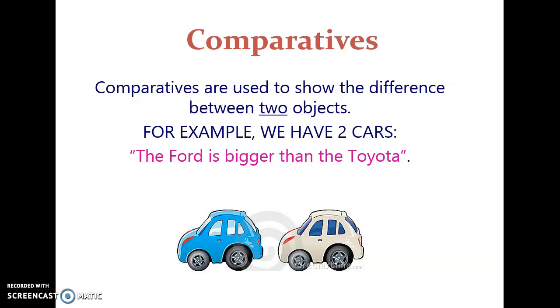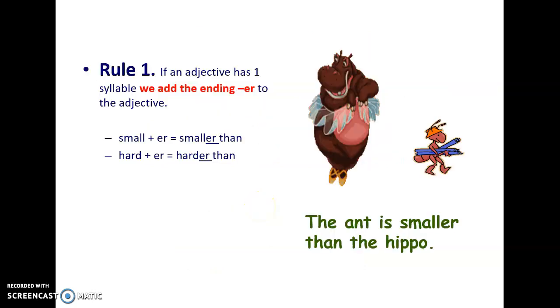For example, if you have two cars, you are going to say the Ford is bigger than the Toyota. What are you saying? In Spanish, it would be something like el Ford es más grande que el Toyota. Those are the things that we are going to say when you are making a comparison. You are saying this thing is different than the other. That is the thing that we are going to do. Okay? So, what are the things that you are going to do in order for making your comparison? This is very easy. You are going to follow the rules that I am going to tell you.